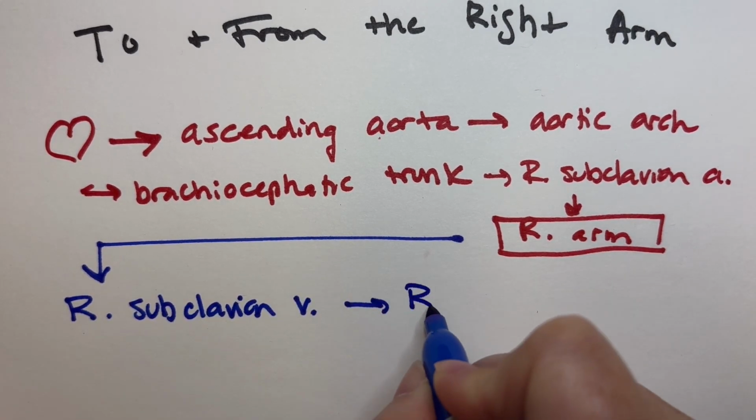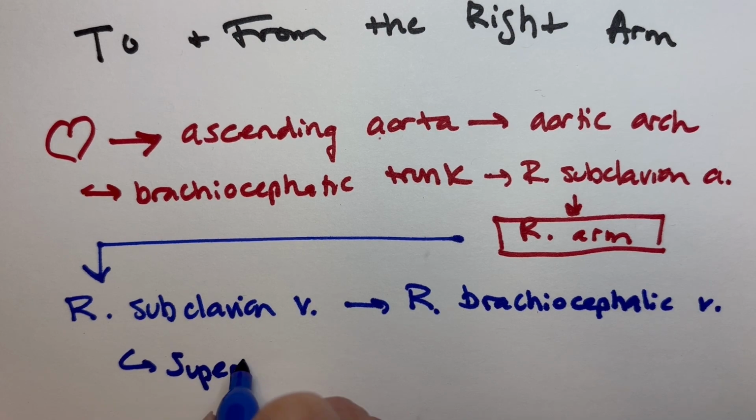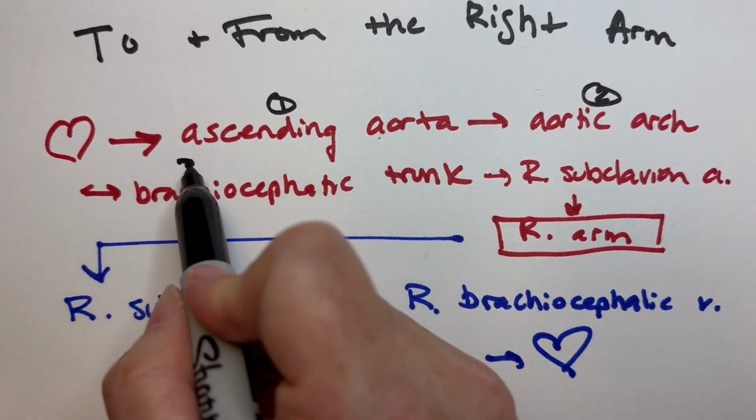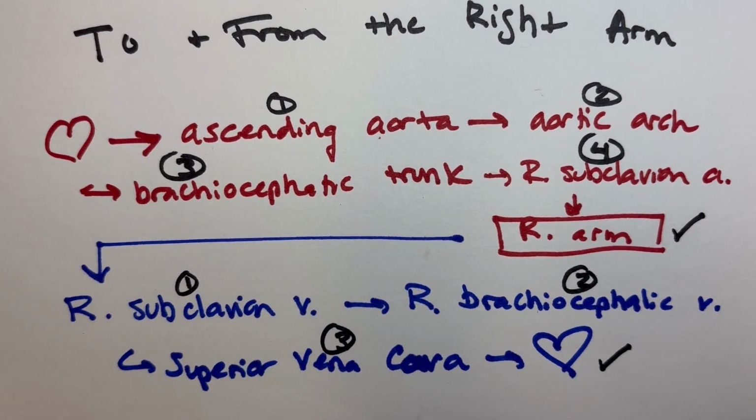Or if I wanted to come back, I'd start in the right subclavian vein, drain into brachiocephalic vein, then into the superior vena cava, which drains into the heart. Go back and see that this matches your branching patterns as an additional check on your studying. So what's next? You're confident with your branching pattern and you're comfortable navigating to different points in the body.